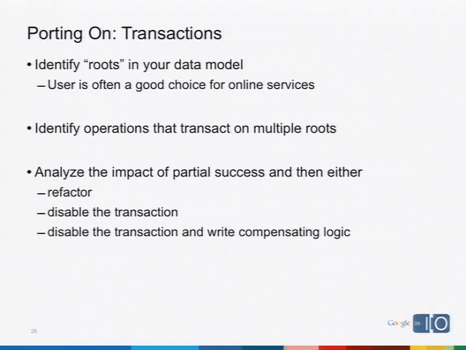Once you've identified the roots in your data model, you're going to need to find the operations in your application that transact across multiple roots, right? Again, these are the scenarios where the fact that transactions apply to a single entity group is going to force you to do something a little bit different. Well, what's it going to force you to do? Well, it really depends on the specific situation. You need to look at these scenarios and figure out what partial success means. Is it acceptable? In the bank account transfer example, probably not. Partial success is probably not acceptable. So what do you do about it?